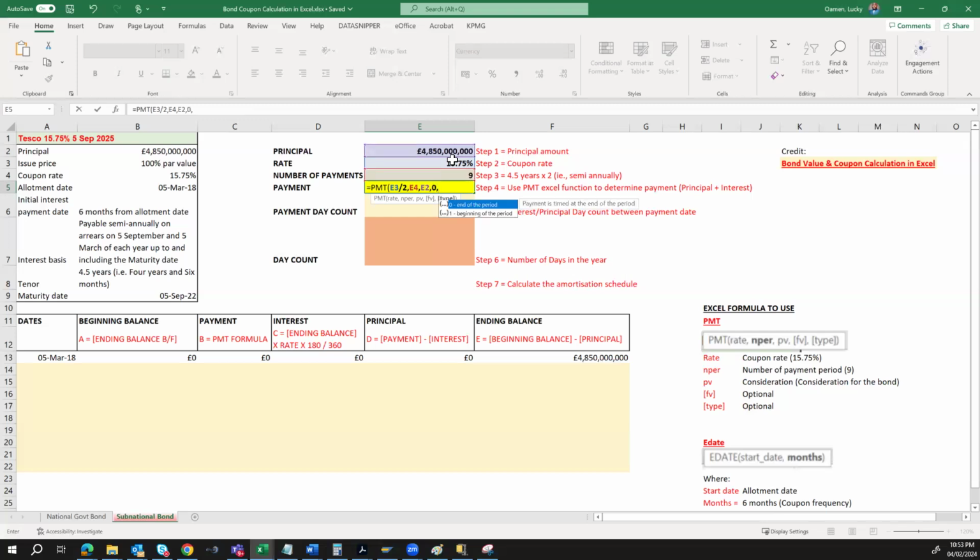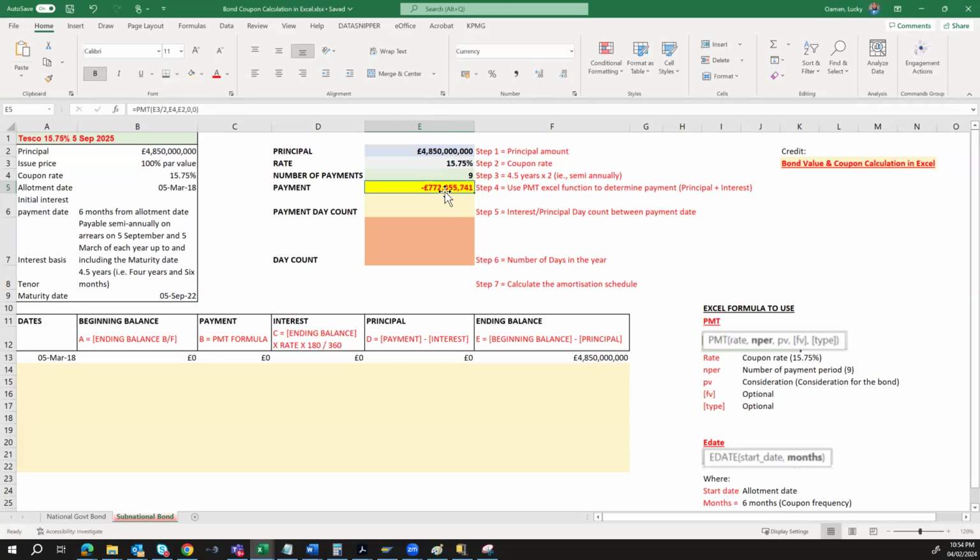Then of course the type, which would be at the end of the period or beginning of the period. Most coupon payments and interest and principal payments are actually done at the end of the period, so I'll select 0. Then I'll close my brackets. Awesome. So we've calculated an amount of 772 million, right? Let me take out the zeros. So we'll have an amount of 772 million as payments.